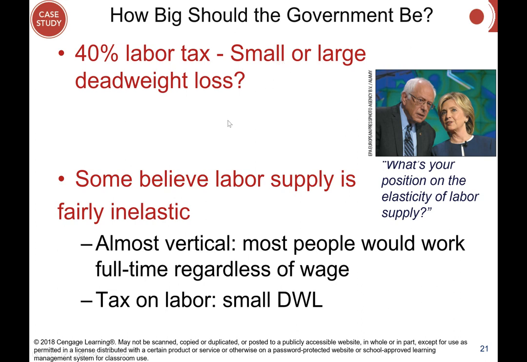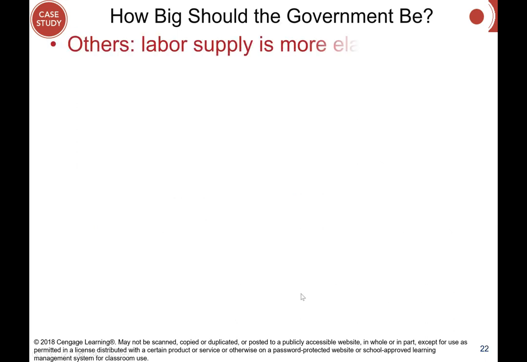What do you think? Some believe labor supply is fairly inelastic, almost vertical. Most people would work full time regardless of wage. So, in other words, even if the government imposes a tax on labor, people will still work anyway. The argument is that the deadweight loss is going to be small. Tax on labor leads to a small deadweight loss.